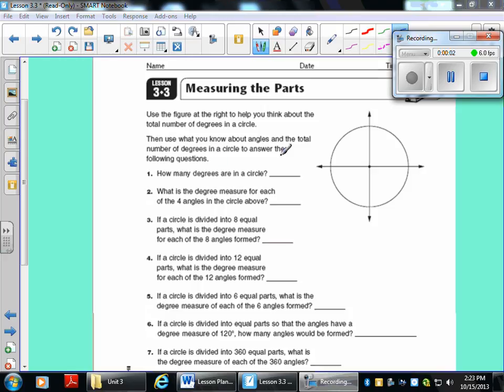How many degrees are in a circle? 360 degrees are in a circle, kids. What is the degree measure for each of the 4 angles in the circle? They're talking about this angle right here, this angle, and this angle. Well, there's 4 angles that equal 360, so 360 divided by 4 equals 90. We also know this is 90 degrees because it's a perfect corner.